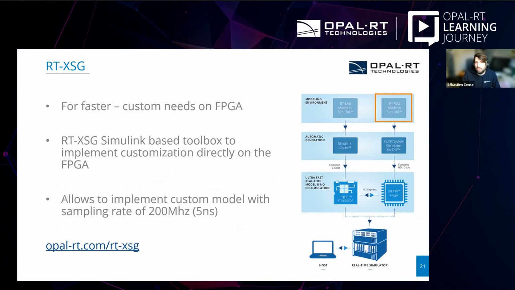With our RTX Edge Simulink-based toolbox, you can implement directly on the FPGA customization that you need for your model. This way, you can implement a custom model with a sampling rate of 200 megahertz, which means 5 nanoseconds. Using the Xilinx System Generator for DSP toolbox directly within Simulink, you can do your code this way. You can test it offline, you can deploy it on the platform, and the RTX Edge toolbox allows you to access the simulator I/O as you want.